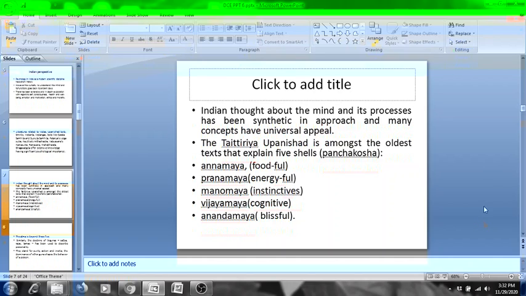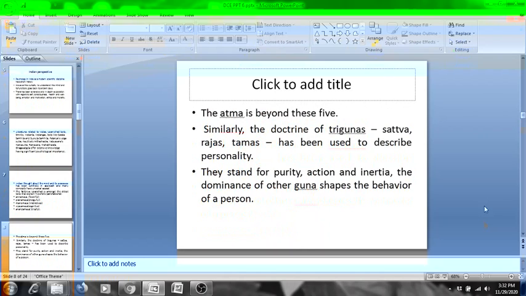The Taittiriya Upanishad is amongst the oldest texts that explain 5 shells, Panchakoshas. Annamaya, foodful. Pranamaya, energyful. Manomaya, instinctive. Vijnanamaya, cognitive. Anandamaya, blissful. The Atma is beyond these 5.